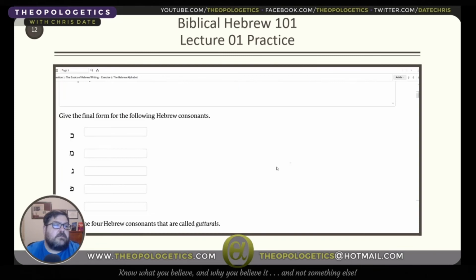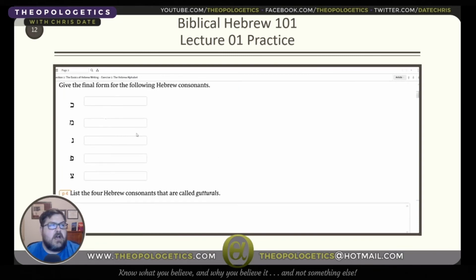All right, give the final form of the following Hebrew consonants. So this is the consonant Kaf. In the final form, the Kaf looks like a Dalet, but the line extends down below the baseline. So it looks roughly like this. Again, excuse the font. The Mem looks similar in its final form, but it's a closed box rather than an open one, and the top is square, so it looks like that.